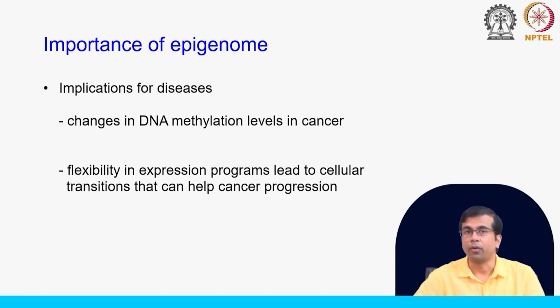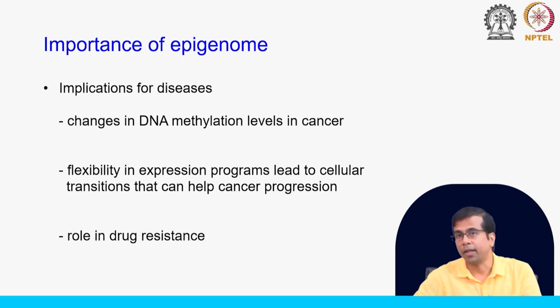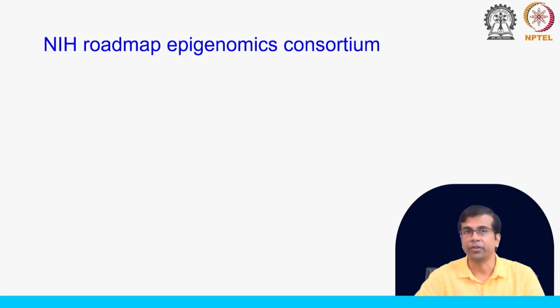And what researchers have also seen is that flexibility in expression programs can lead to cellular transitions that help in cancer progression or give rise to drug resistance. As I have mentioned, you have the flexibility, so the cancer cell can exist in two different states. One state can be expressing certain genes that give rise to drug resistance, but on the other hand it can have another state, and again this is reversible because of these epigenetic modifications, and this state can then grow fast. So, you can have these multiple states existing within a cell population because of these different epigenetic modifications.